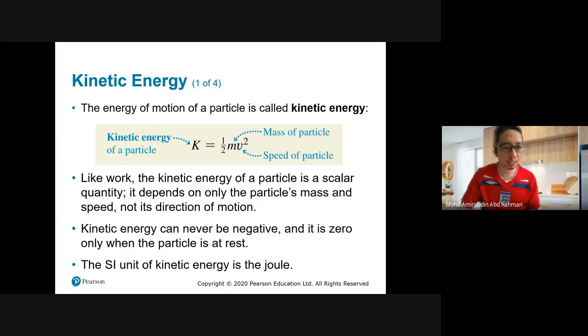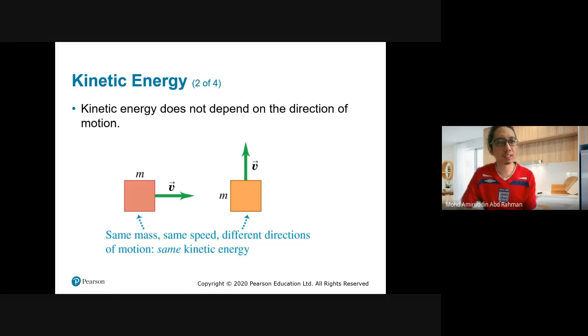The SI unit of kinetic energy is the joule. So you remember that the energy unit is the joule, and the work unit is also the joule. The kinetic energy does not depend on the direction of motion. Let's say we have two boxes of the same mass, with the same speed but different directions. The two motions have the same kinetic energy.